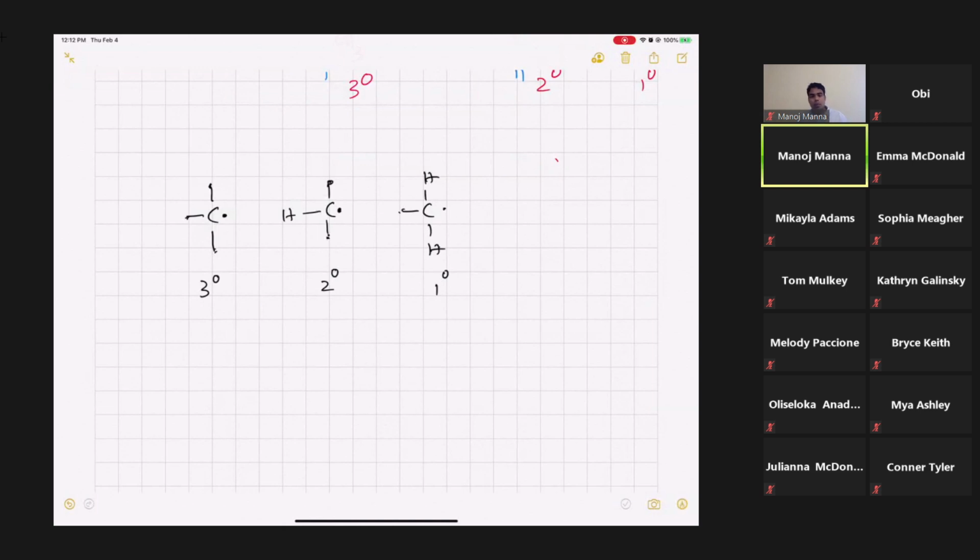Now which one is more stable, which one is less stable? Can you order them, 1, 2, and 3? Increasing stability order. Which one is more stable and which one is less stable?